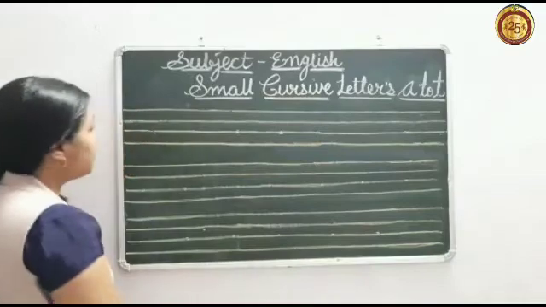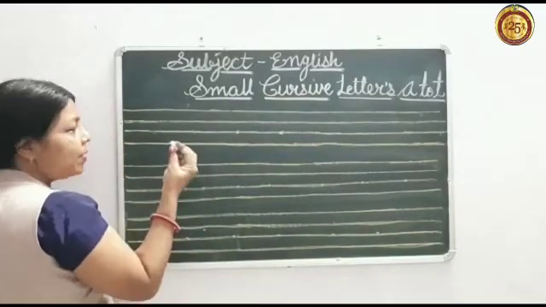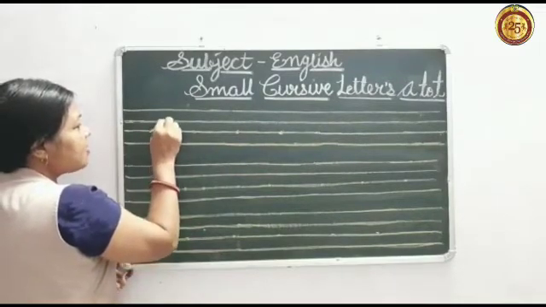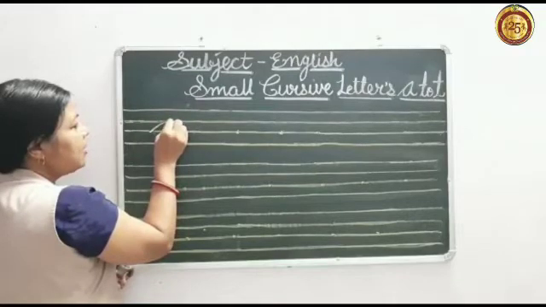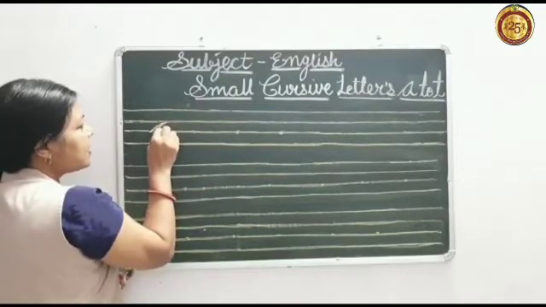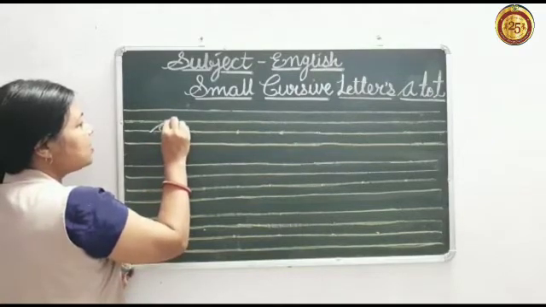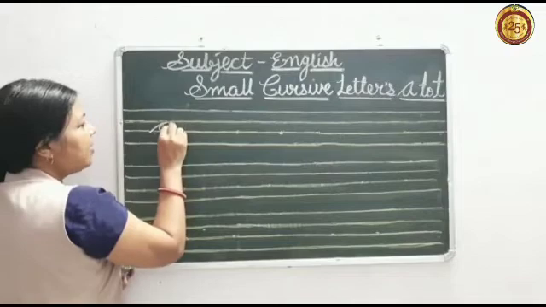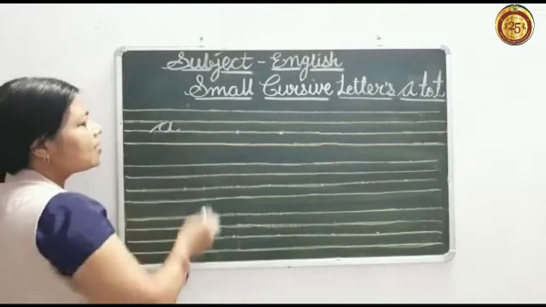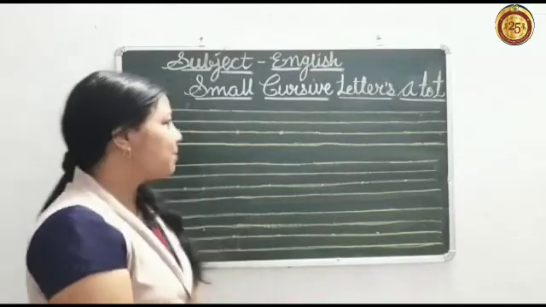First we will write here small cursive letter A. Hold your pencil properly and put it on second blue line. Take it upward, touch the first blue line, bring it back. Touch the second blue line, make a curve, take it upward like this, close it, come down with same line and slightly turn it like this. This is small cursive letter A. A for apple, A for aeroplane.